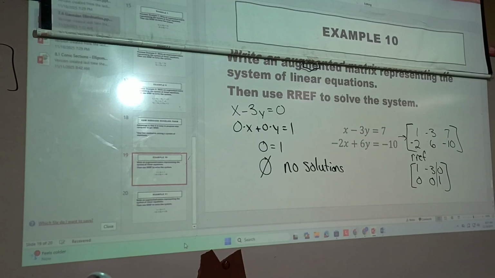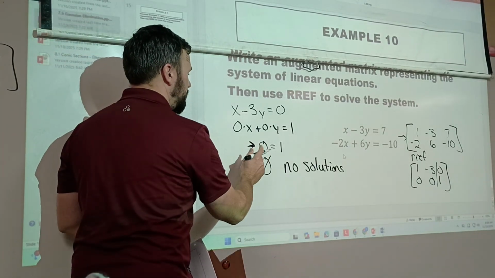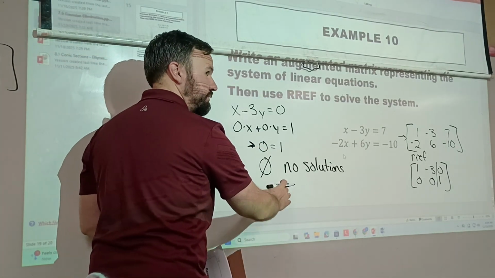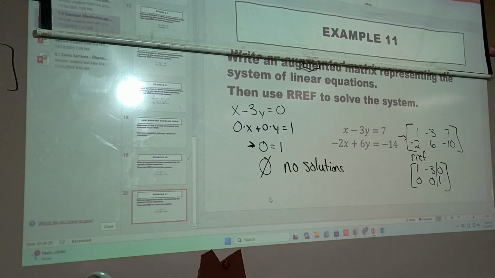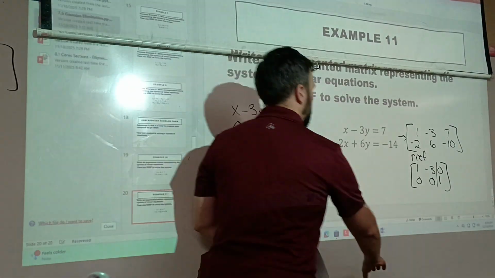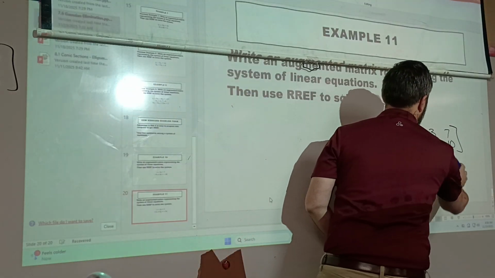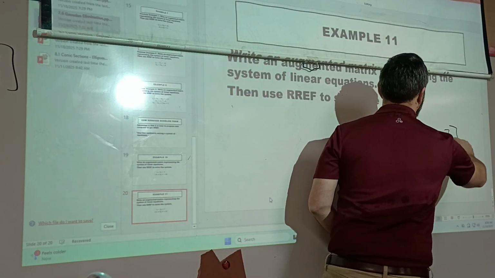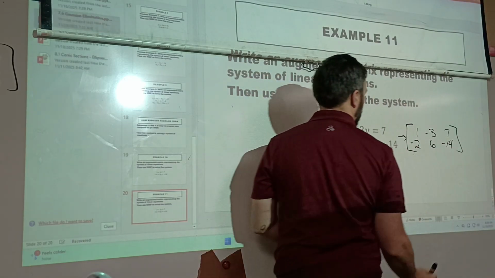That's not that hard. All right, so here we go. No solutions. Remember, biggest thing is, if that's not true, it's no solutions, okay? Does 0 equal 1? So look at your bottom row, if your bottom row is not true. Let's do this one. I changed this equation just a little bit.